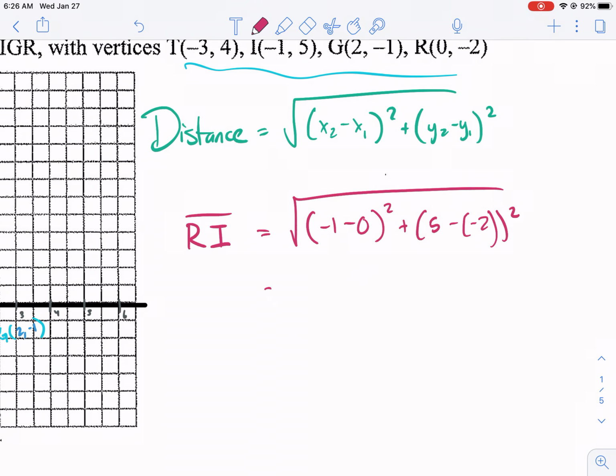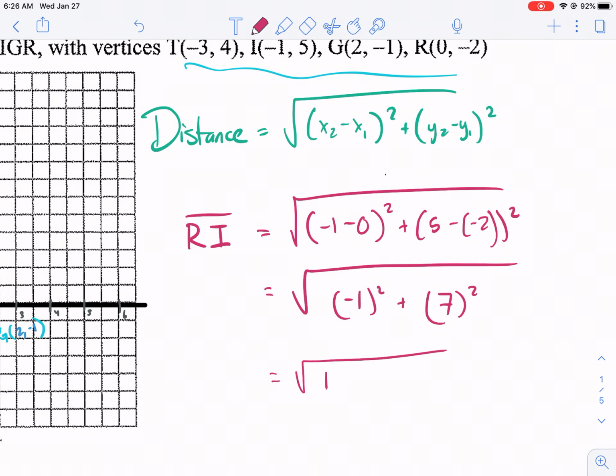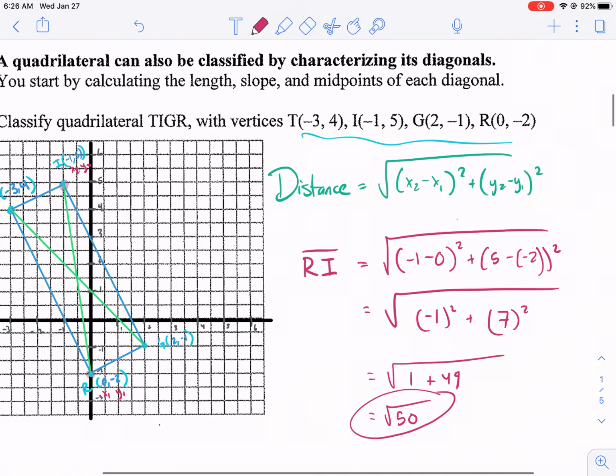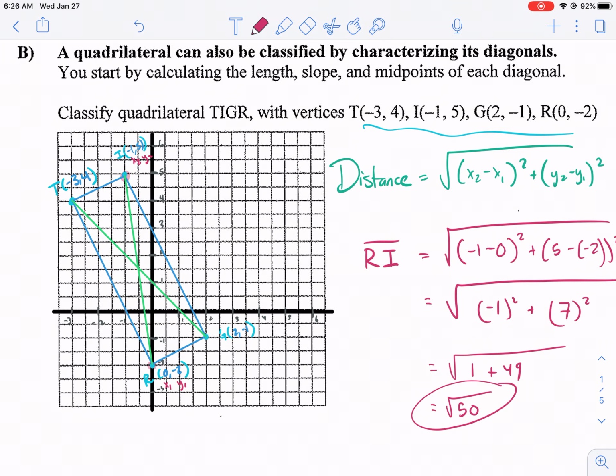So I'm just going to simplify from here. Parentheses first. So we get negative 1 squared plus positive 7 squared. So I get the square root of 1 plus 49, which equals the square root of 50. I don't need to simplify the square root of 50 because I'm just comparing the two diagonals. So I finished with RI, and now I need to compare it against TG.